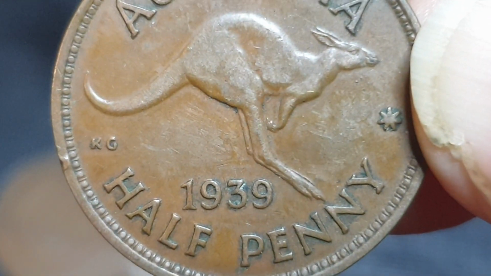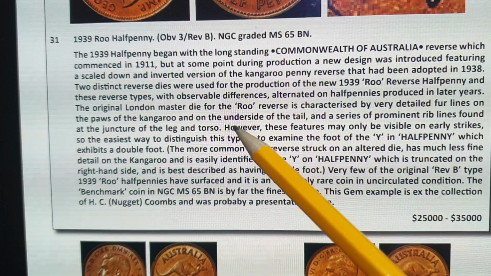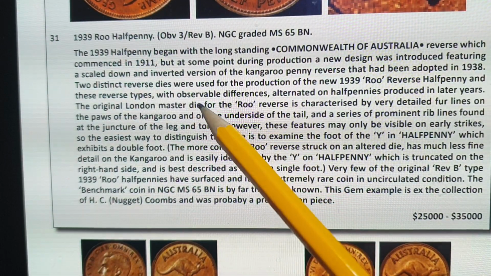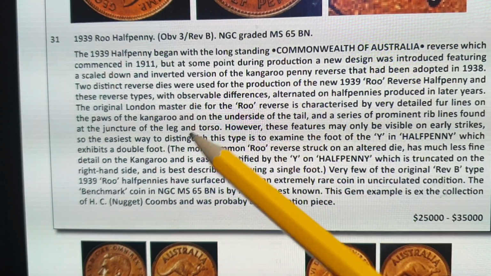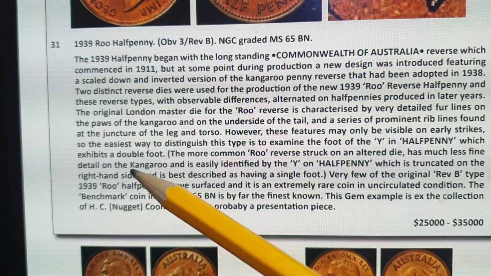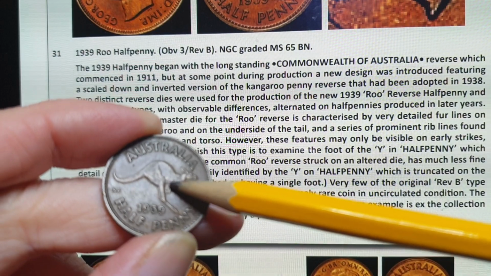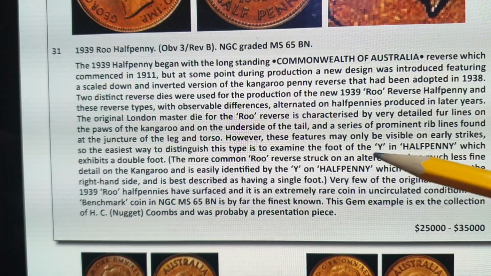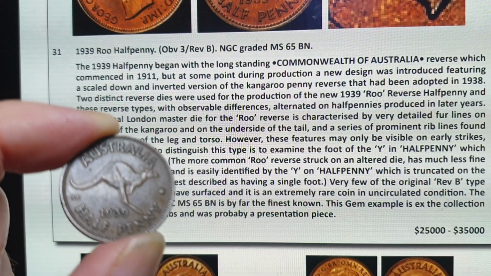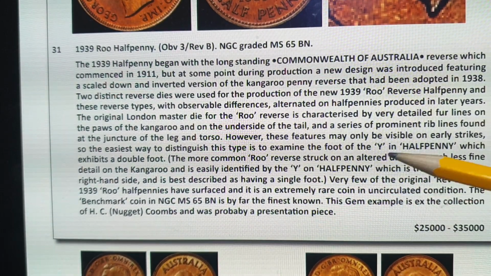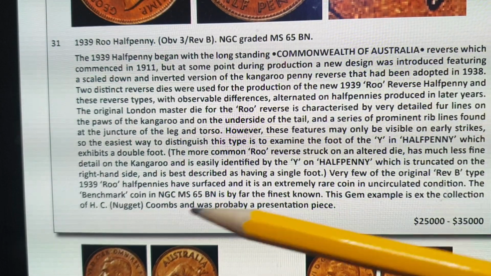Okay, so there's also another thing you need to know. This is very important information if you have a 1939 halfpenny, the Kangaroo type. The original master die reverse is characterized by very detailed fur lines on the paws of the Kangaroo. So the paws of the Kangaroo, where's the actual coin? I've moved it somewhere. Here. We're talking about the front paws. And a series of prominent ribs found at the juncture of the leg and torso. In later strikes, this is probably harder to tell. However, these features may only be visible in early strikes. The easiest way to distinguish this type is to examine the Y in penny, which exists as a double foot.